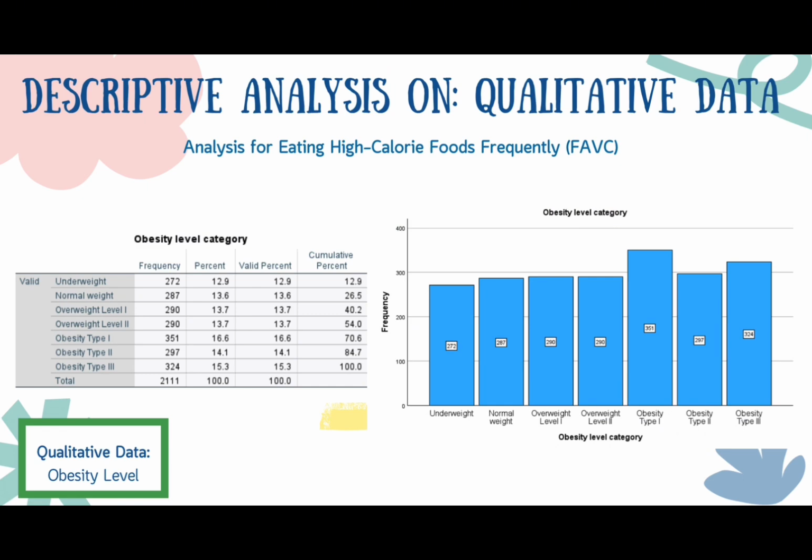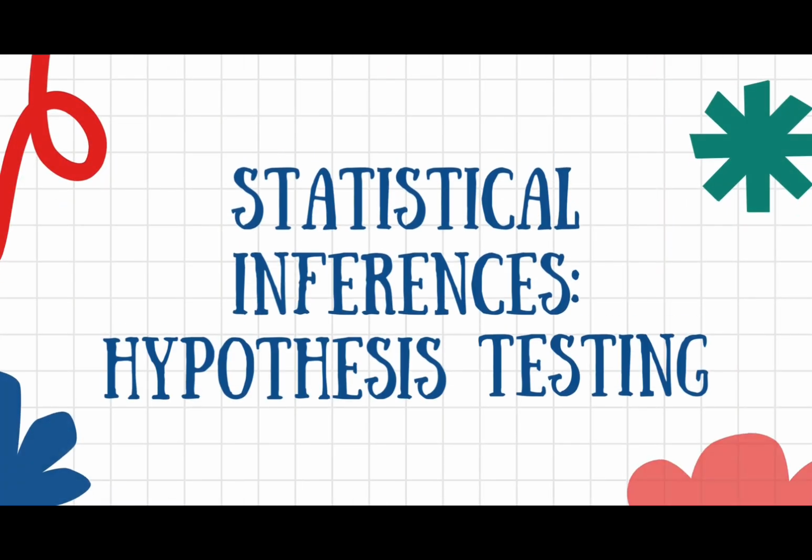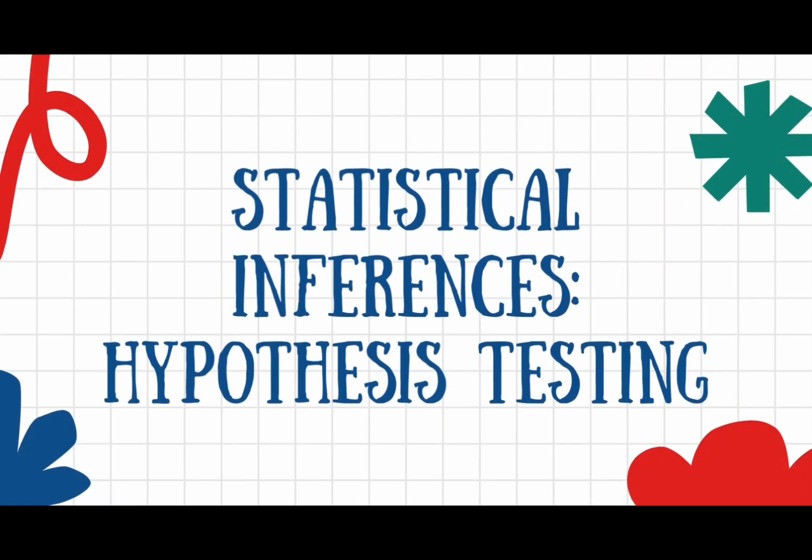The bar chart illustrates that the obesity 1, 2, and 3 category groups have higher frequency, which are 391, 297 and 324, compared to other groups. Next, I'll be discussing the statistical inferences, which is the hypothesis testing.